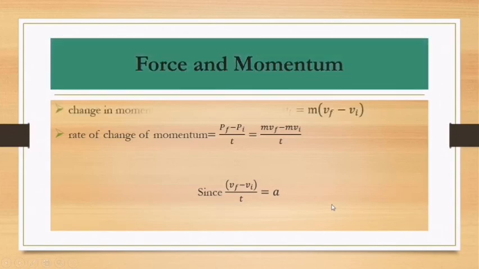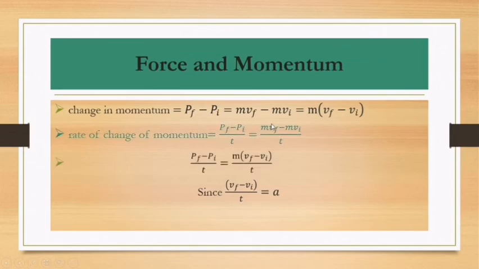Rate of change of momentum: change in momentum is equal to pf minus pi is equal to mvf minus mvi, taking m as common, so m into (vf minus vi). So rate of change of momentum is equal to (pf minus pi) divided by t, that is (mvf minus mvi) divided by t, which is m into (vf minus vi) divided by t. We know that (vf minus vi) divided by t is equal to a, that is acceleration. So putting this value in the above expression, we get (pf minus pi) divided by t is equal to ma.